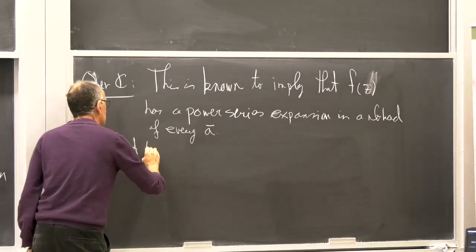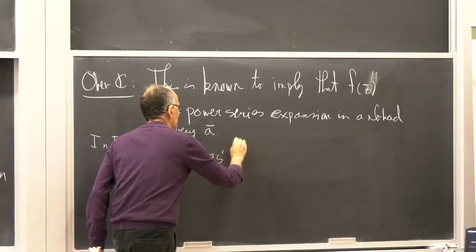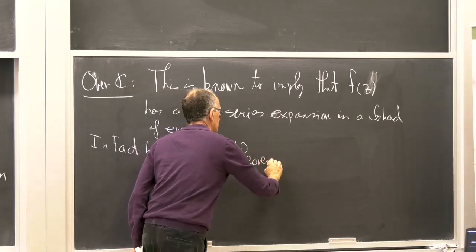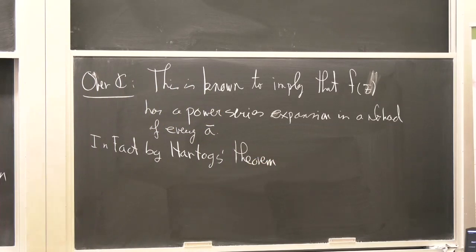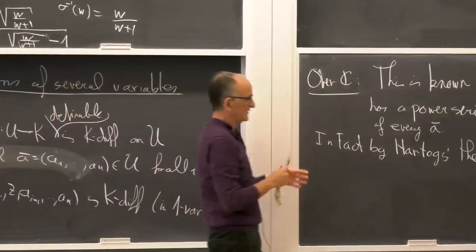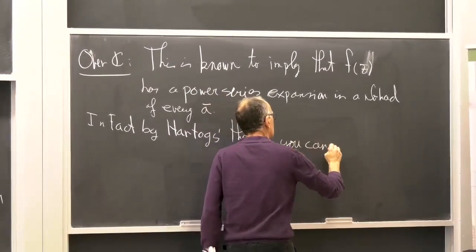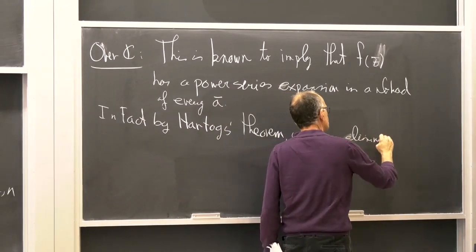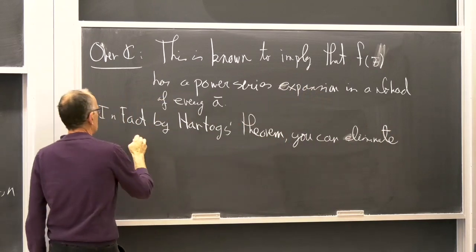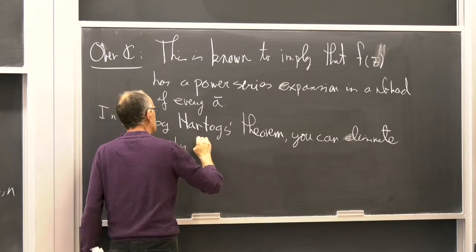In fact, by Hartogs' theorem, it is enough to assume what they call separately holomorphic functions. You just need to assume holomorphicity in each coordinate and you get everything from that. You can remove continuity from this assumption. You can eliminate continuity in the definition, and it's still true.